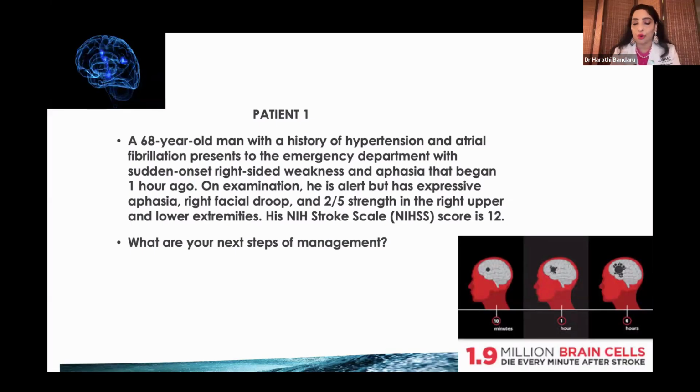So that is stroke. So why do we need to diagnose stroke so fast? Because if you do not diagnose it fast, time is brain. 1.9 million brain cells die every minute after stroke. So you need to be quick and time is brain. Every minute is very important.